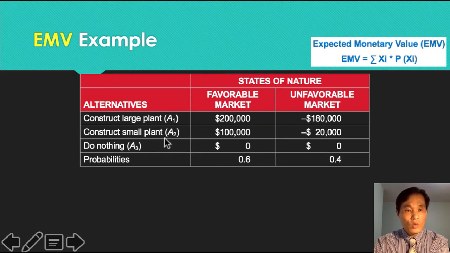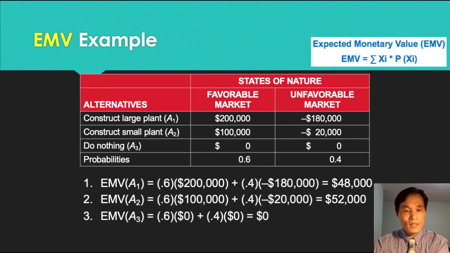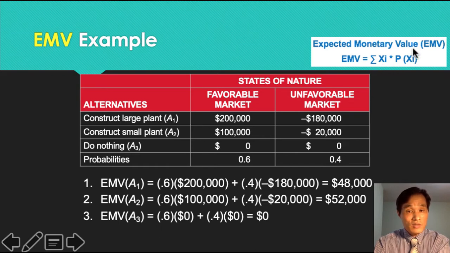Similarly, you can do for alternative 2. So 0.6 times $100,000 plus 0.4 times negative $20,000. That will be EMV2 for alternative 2. And do nothing, it's 0 times 0.6, 0 times 0.4, so it should be 0. So then, amongst these three values, you want to choose the maximum, that is $52,000. So under rational view of expected monetary value, you want to choose the second alternative, constructing small plant, and that expected value is $52,000.